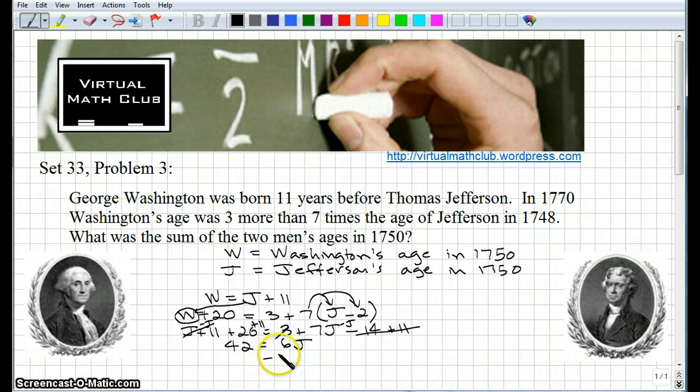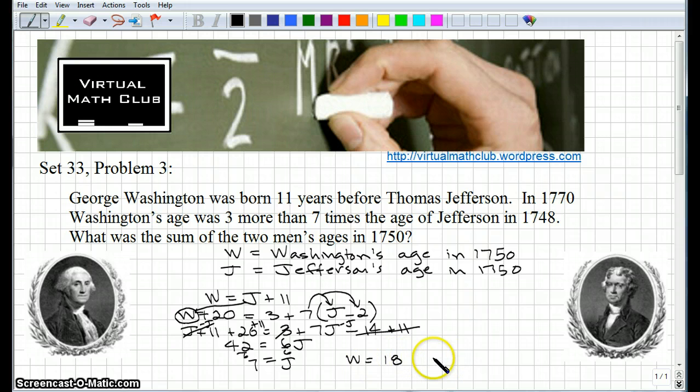And if I divide both sides by 6, then I get J is equal to 7. So that's telling us that Jefferson's age in 1750 was 7. He was 7 years old. He was just a kid. And we know that Washington is 11 years older, so Washington's age has to be equal to 18.